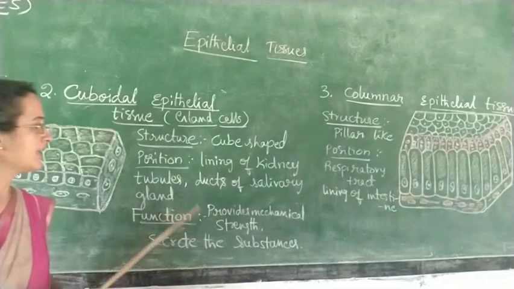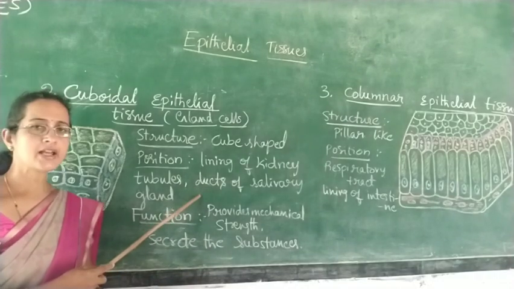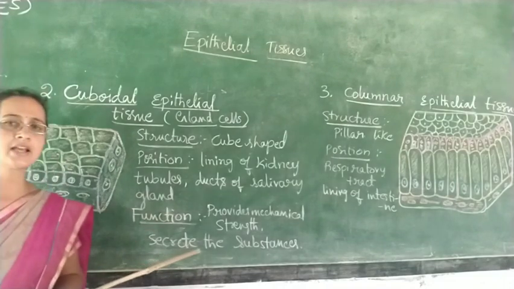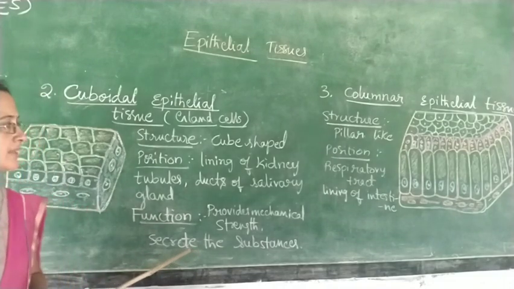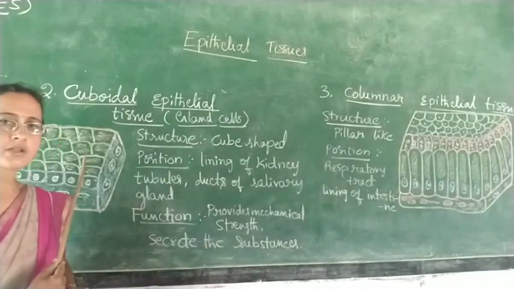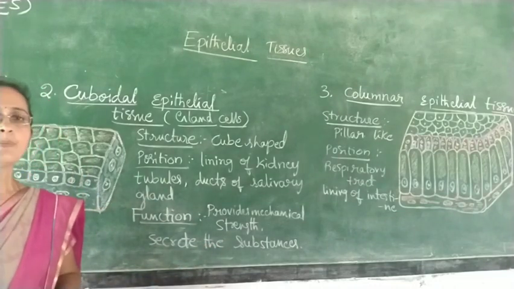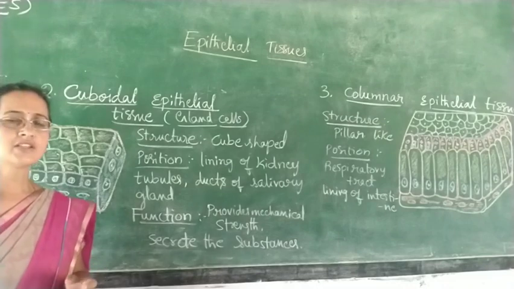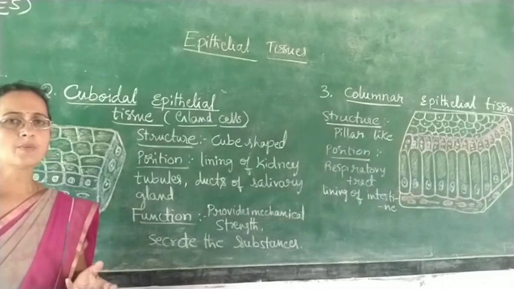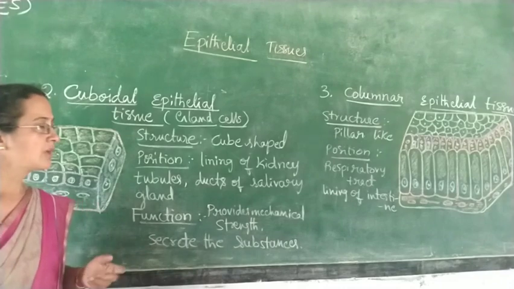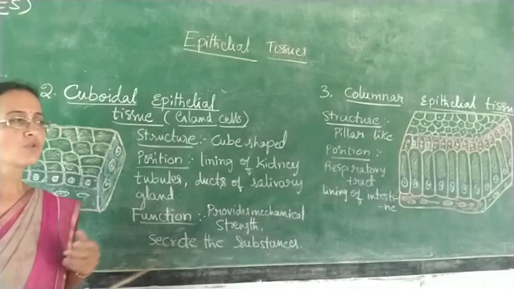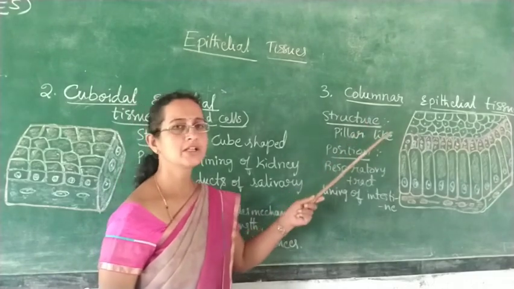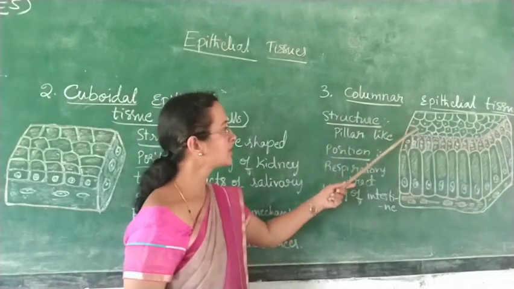See, in the salivary gland, these cuboidal cells secrete the salivary juice, whereas in the kidney tubules, these cuboidal cells help in secreting the urine. When the blood is filtered, urine is formed and that urine is secreted out of these cuboidal cells. Coming to the third type of epithelial tissue, that is the columnar epithelial tissue.